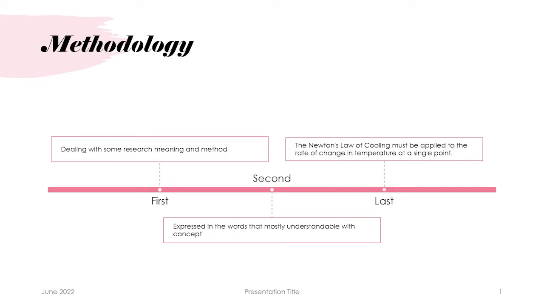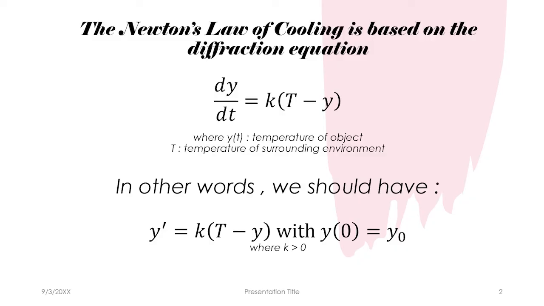At a single site, Newton's law of cooling must be employed. Newton's law of cooling is based on the differential equation dy/dt = k(T - y), where y(t) is the temperature of the object and T is the temperature of the surrounding environment. The rate at which the object cools, dy/dt, should be proportional to how much cooler the surrounding is than the object. So dy/dt should be proportional to the difference in temperature, T - y.